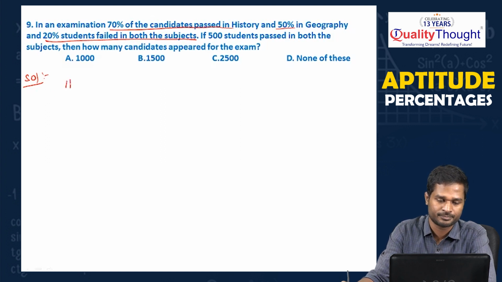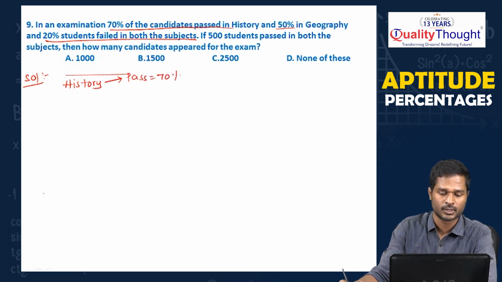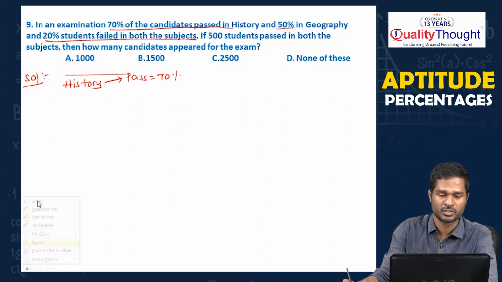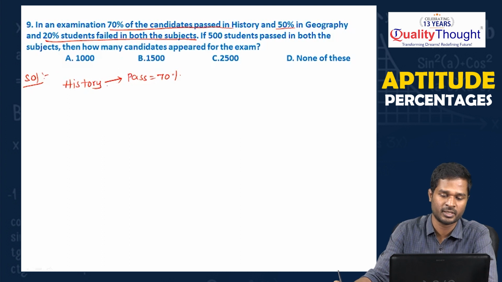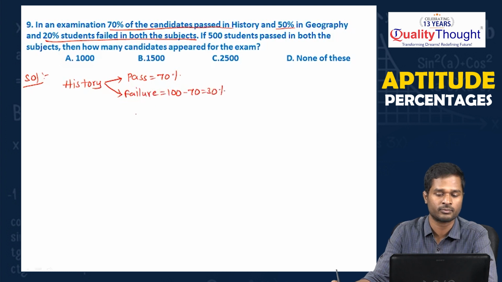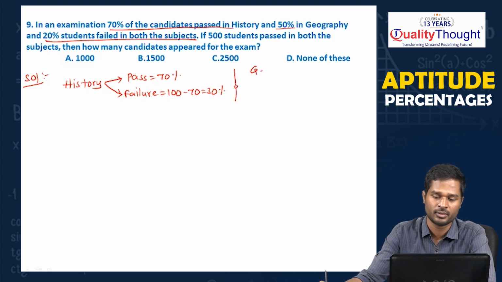First we will see for history. In history, the pass percentage is 70, so 70% of the people passed. Any unknown value, consider it as 100. So, the failure percentage will become 30%. So, 30% of the students failed in history. This is about history. Now, we will see for geography.